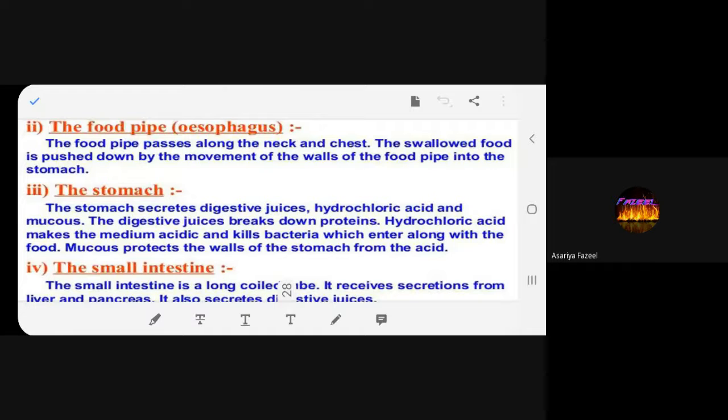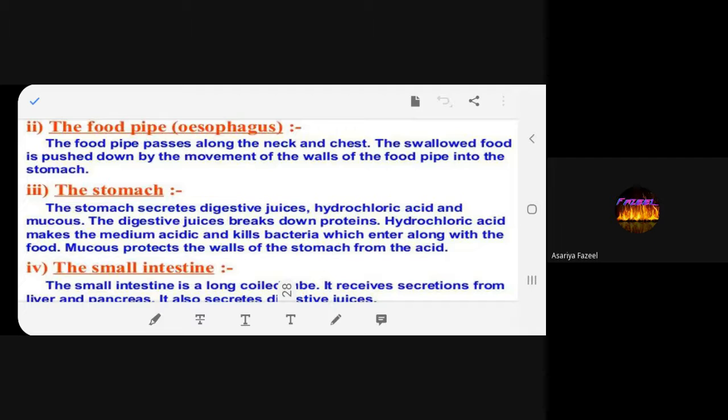Read, beta. The food pipe, esophagus. The food pipe passed along the knee to chest. No, don't read like this, please. Please don't read like that, beta. The food pipe passes along the neck and chest.